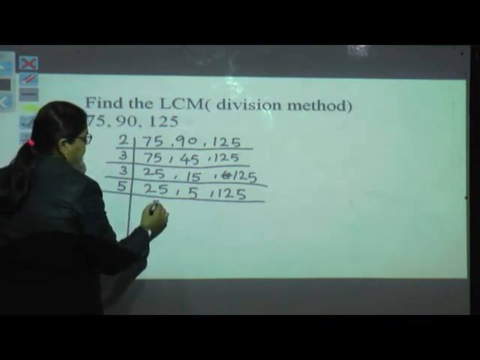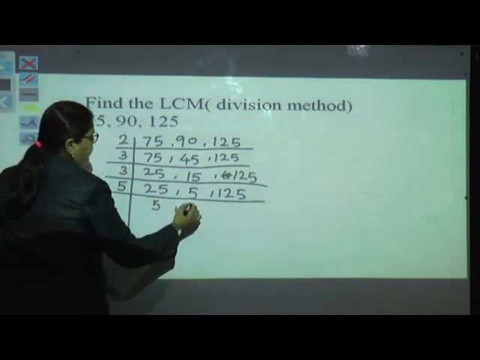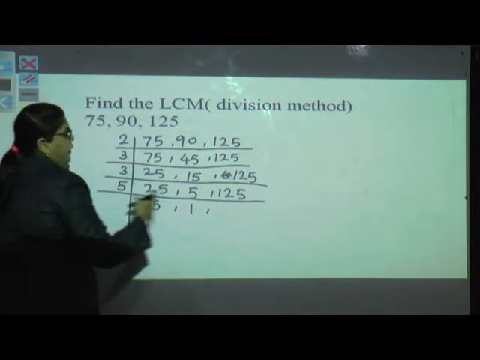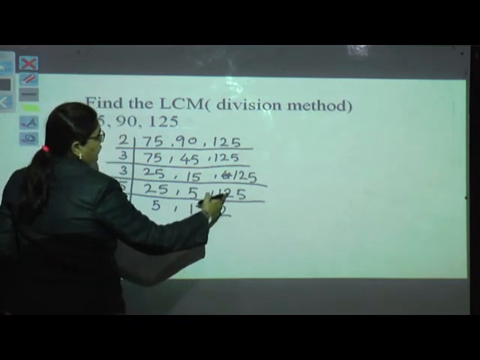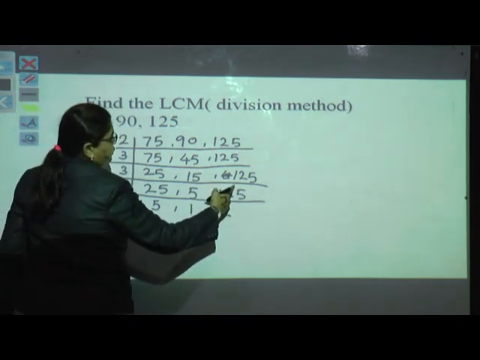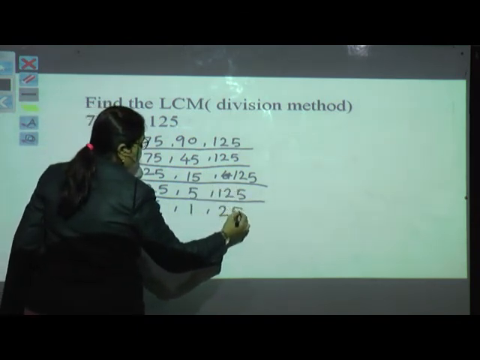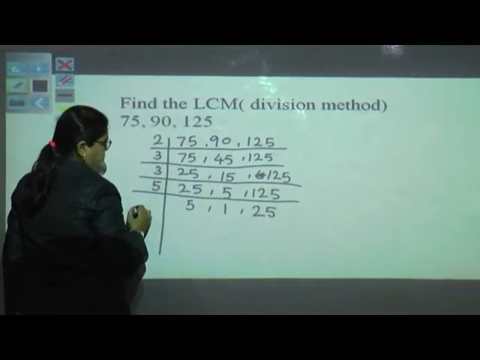5 5s are 25, 5 1s are 5, 5 2s are 10. So 12 minus 10, 2 left, so it is 25. So 5 5s are 25.